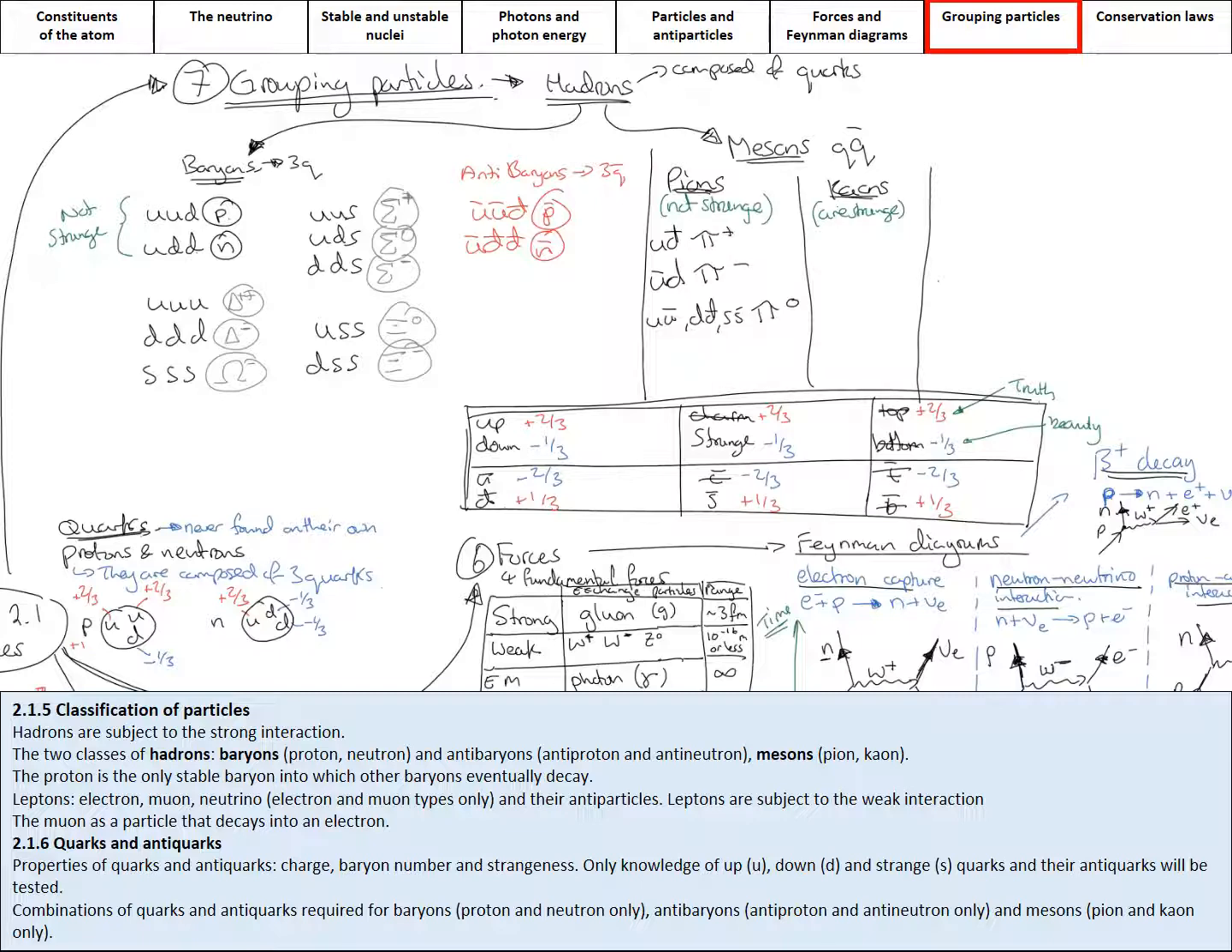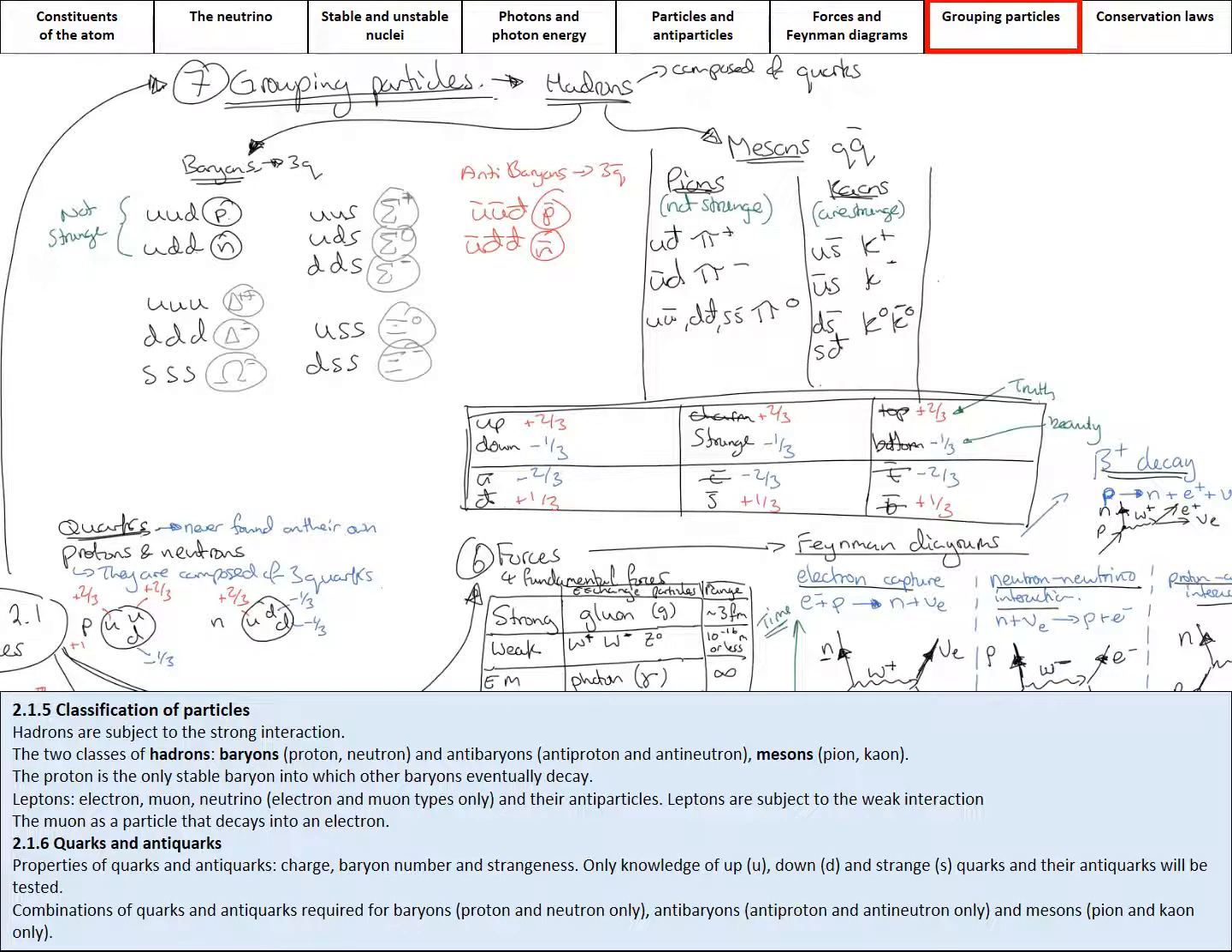Kaons are given, unsurprisingly, the symbol K. So we've got a K plus, a K0, oh, sorry, a K minus. And there are two K0s. One's a K0, one's an anti-K0, and I can never remember which way around they are. But in the exam, they will tell you. So you can have down, strange, anti-strange, or strange, anti-down.